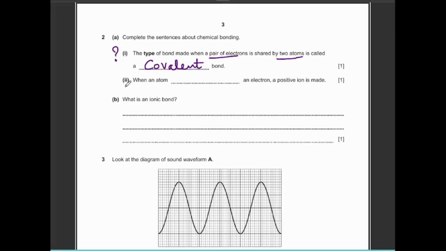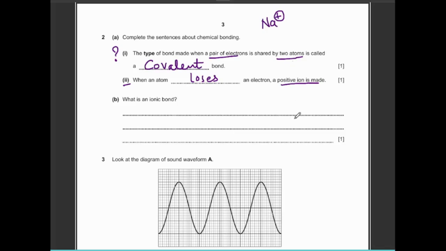Moving to the next, part 2. When an atom loses an electron, a positive ion is made. NaCl, okay, or Na plus loses electrons. Like this, you can remember: an atom loses an electron, a positive ion is made. So it's one of the examples. Sodium ion is made by losing one of its electrons.